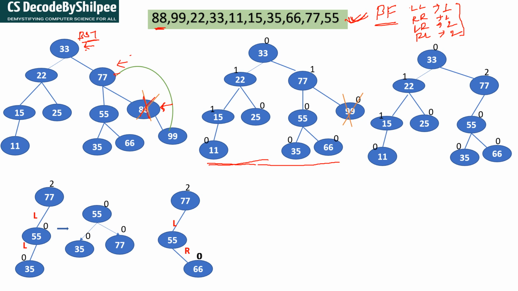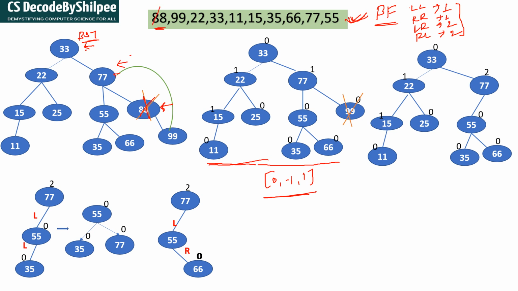Now coming to here, I have calculated the balance factor of each and every node, and I have seen that all of them are in the range of 0, -1 and 1. It means that my tree is balanced, so I am not going to perform any rotation. I have deleted 88 and my tree is still following the property of the AVL tree.